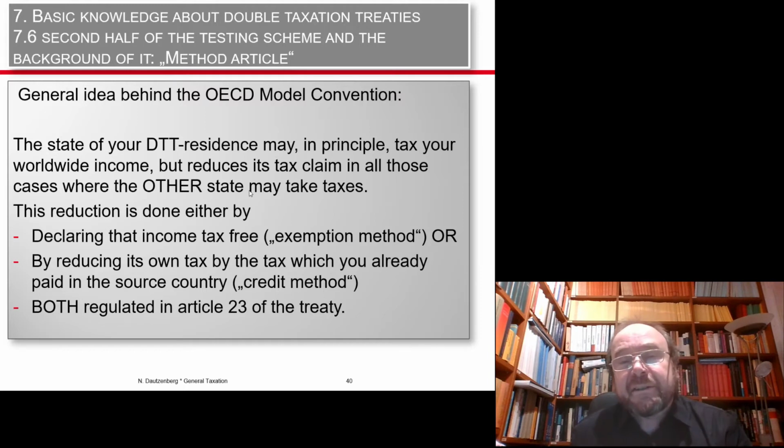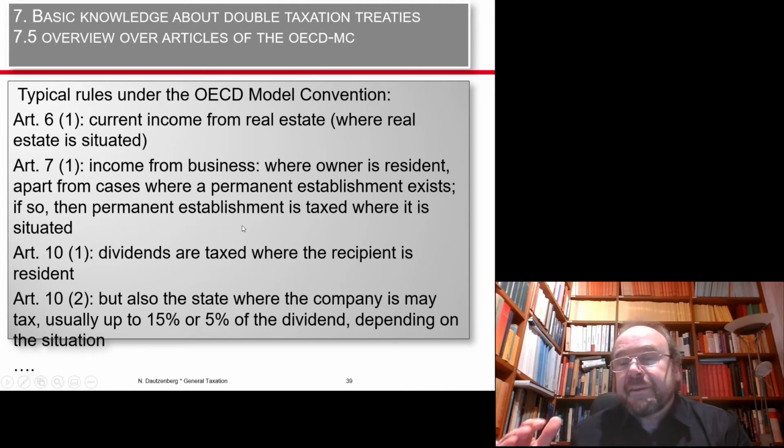That's the so-called credit method, because you credit the payment which has been made to the other country to your own tax claim. Both is stated in Article 23 of the treaty. That's probably just in order to avoid a waste of paper, because imagine Article 6: the state where the house is situated can levy a tax, and if you then would add, and the residence country exempts or credits, that would be awkward and boring.